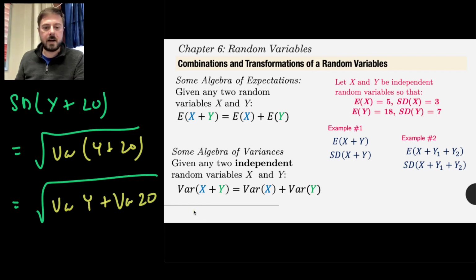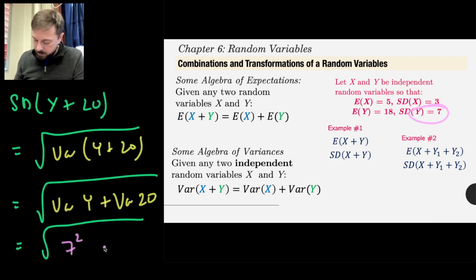All right, so let's reflect for a second. What's the variance of y? Well, I know that y has a standard deviation of 7, so the variance is 7 squared, which is 49. And so what's the variance of 20?